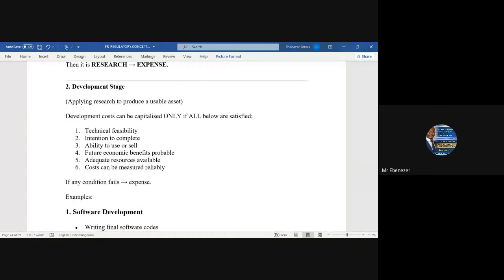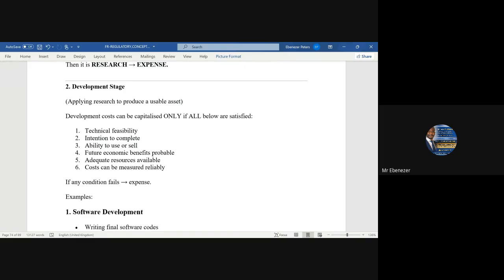Then we have the development stage. Development stage is the stage whereby you know that whatever you have put down in the research stage will become a reality. Applying your research to produce a usable asset. That is what we call the development stage. So most of the costs here can only be capitalized if all of the following 6 criteria are met.